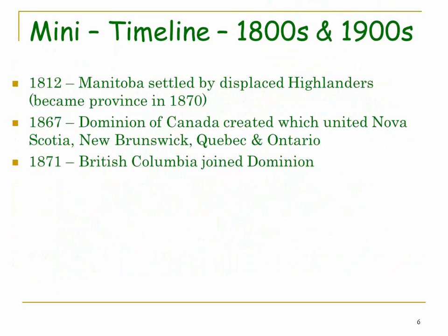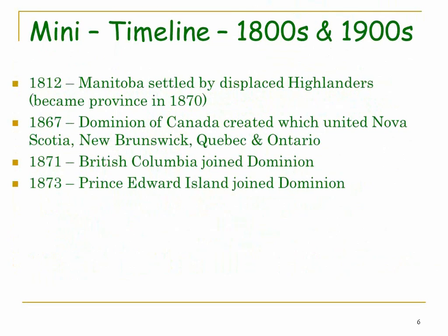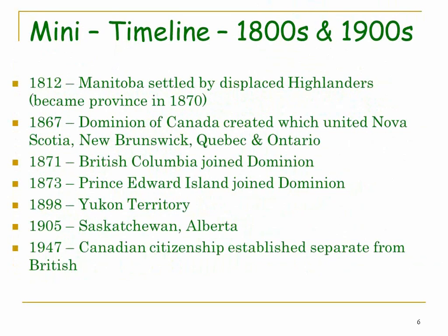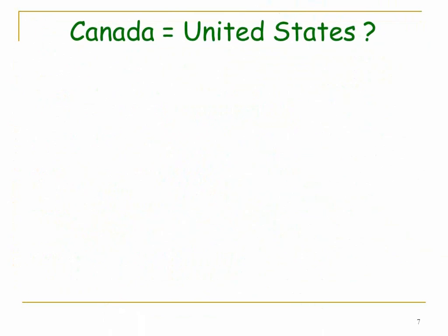1871, we have British Columbia. 1873, we have Prince Edward Island. And then in 1898, we have the Yukon Territory. Saskatchewan and Alberta only came along in 1905, and then Canadian citizenship was established separately from the British in 1947. The 10th province was Newfoundland, as late as 1949. Understanding those concepts will make your actual research a lot easier.